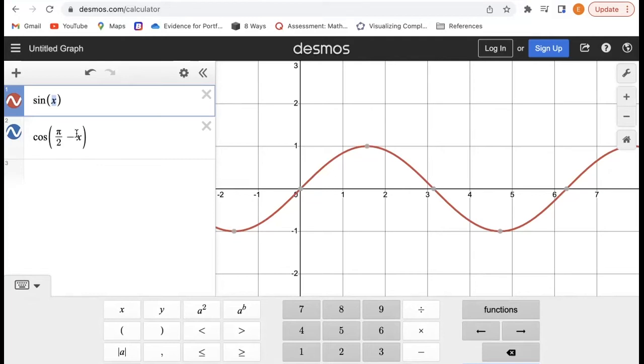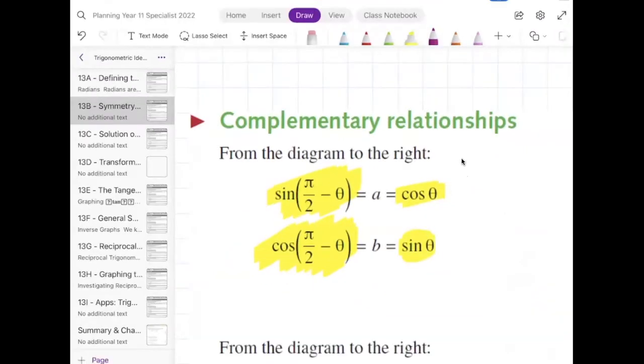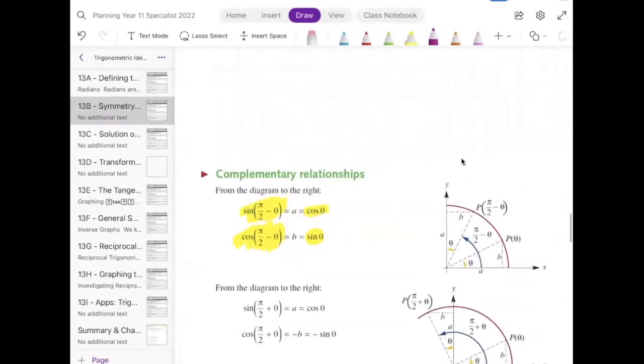Again, if we think of our exact values, sine 30 is a half, cos 60 is also a half. So I know this is true, at least for our first quadrant values, which brings us to this rule here. Sine of pi on 2 minus theta equals cos theta, and cos of pi on 2 minus theta equals sine theta. So these relationships operate in quadrant 1.